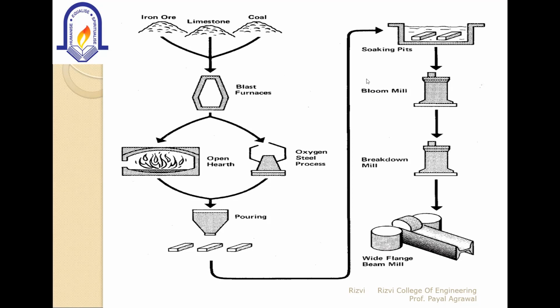So in order to remove that, it goes into the bloom mill, and after that into the breakdown mill. In the breakdown mill it breaks into different shapes, in whichever shapes you want the steel. Finally, after the breakdown mill it goes into the wide flange beam mill, and after that it is done in different shapes.